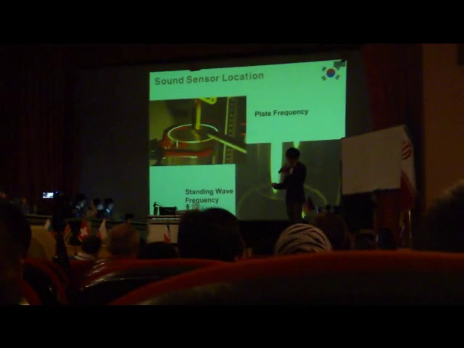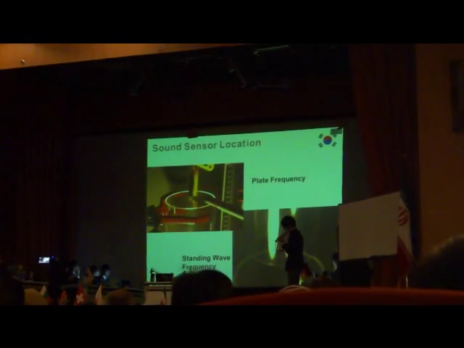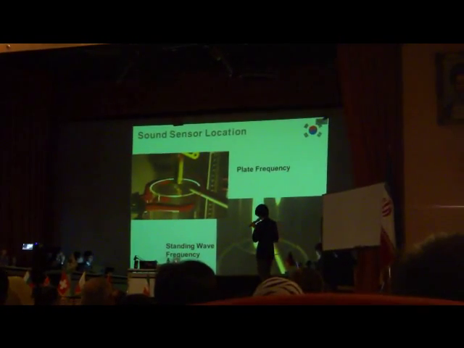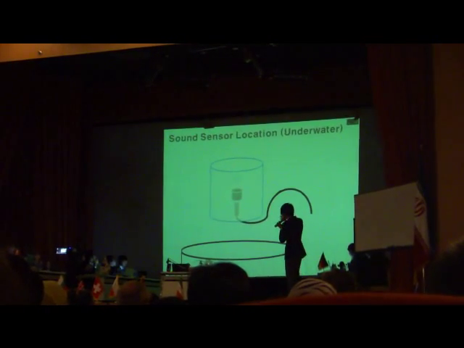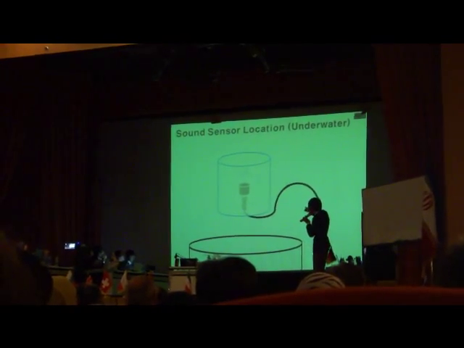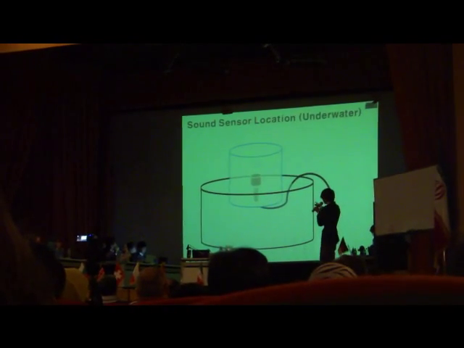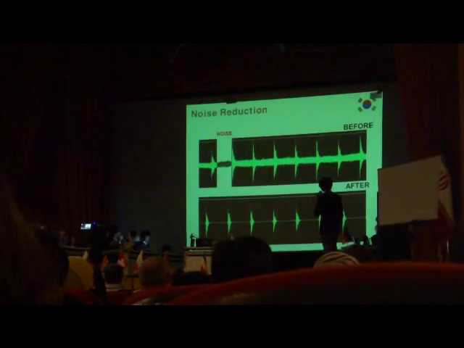Now, the method I used was mainly about sound sensor locations. To measure the plate frequency, I put the sound sensor close to the plate. For standing wave frequencies, it was put inside the cup for more accurate measurements. For cases when the cup is submerged underwater, in order to measure the standing waves, I had to use a small microphone and put it on a long wire like so, and the cavity was raised up like this so that the mic could be submerged underwater, and the standing wave frequencies could be measured like so.